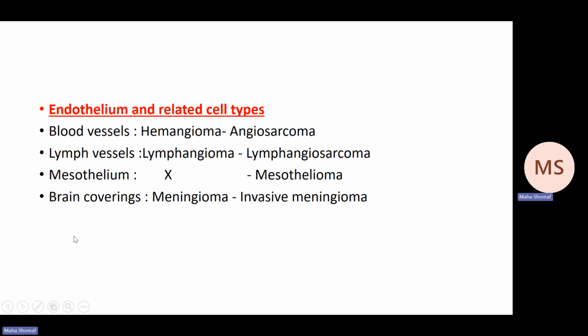Also, tumors arising from brain membranes or coverings are called meningiomas. When meningiomas are malignant, they are called invasive meningiomas. So meningioma by itself is a tumor which can behave in a malignant fashion. Actually, there are grades of meningiomas.